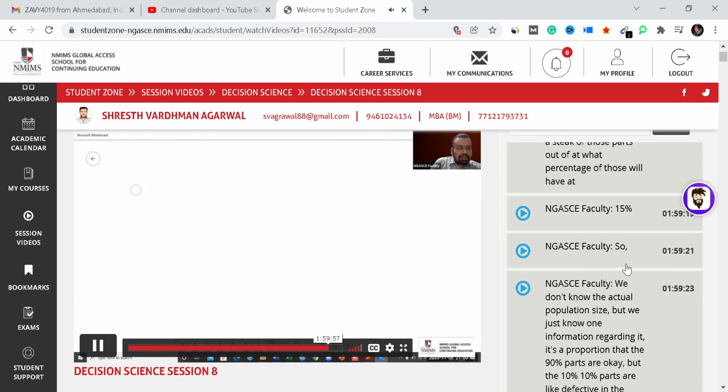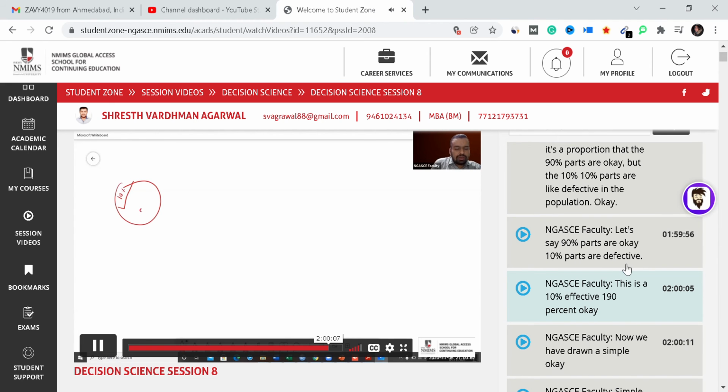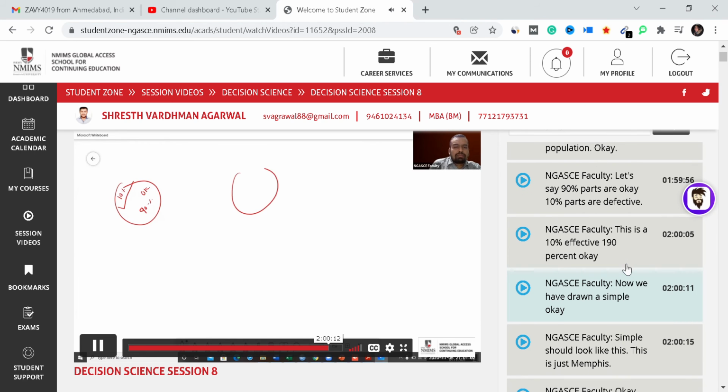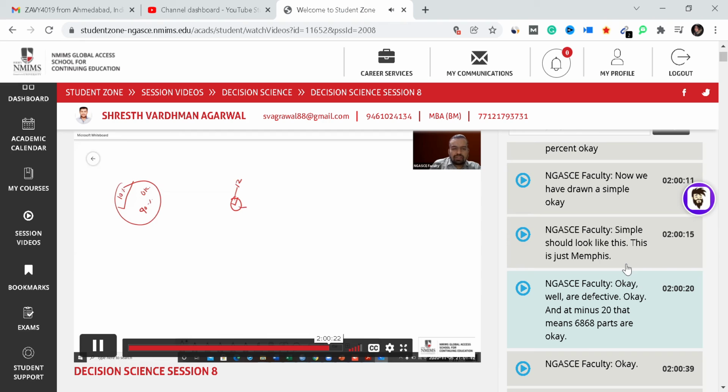Let's say 90% parts are okay, 10% parts are defective. This is the 10% defective one, 90% okay. Now we have drawn a sample. The sample should look like this. This is a sample. 12 are defective, and 80 minus 12, that means 68 parts are okay.